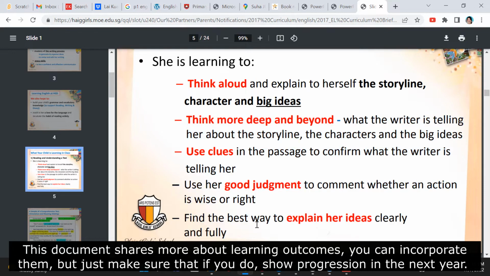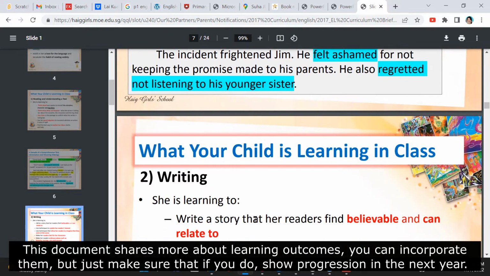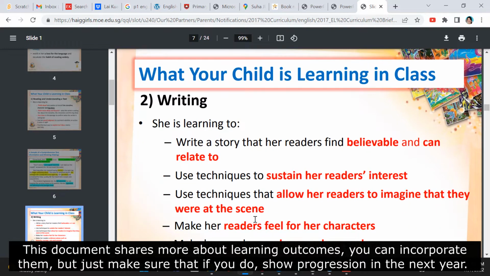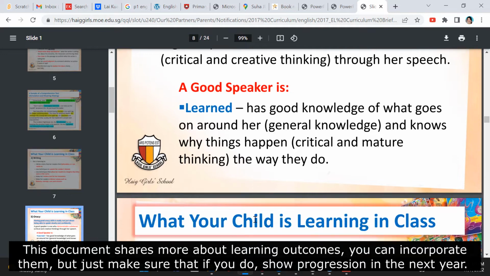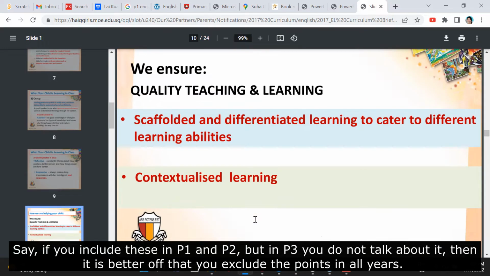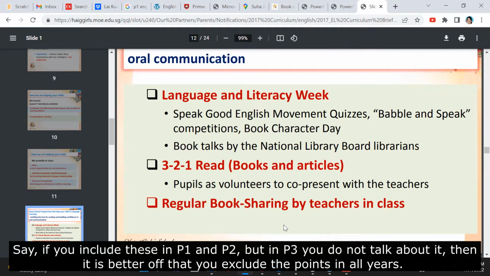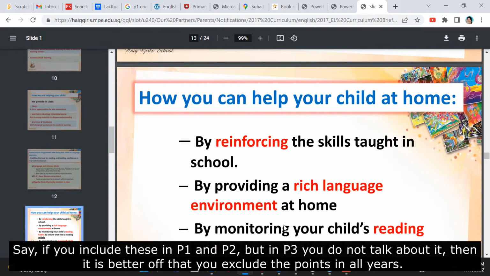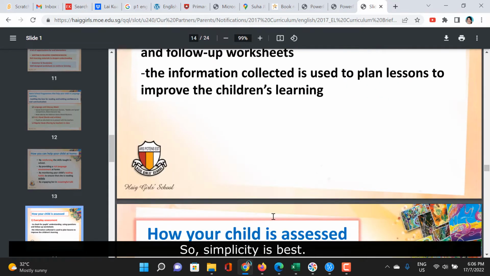So these go on to further explain what are the learning outcomes that they will be able to do. You can incorporate this as well, but just make sure when you incorporate them, you're able to show the progression. If not, you include them in, let's say, primary 1 or primary 2, but in primary 3, you don't talk anything about it, then better you just leave it out. So simple is better, okay?